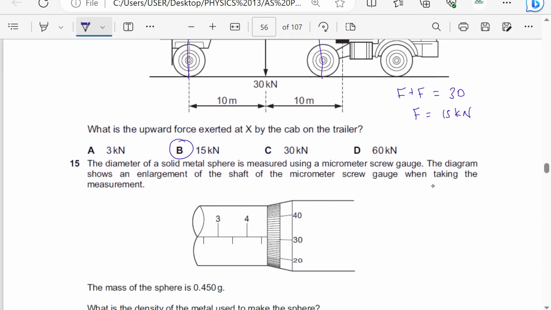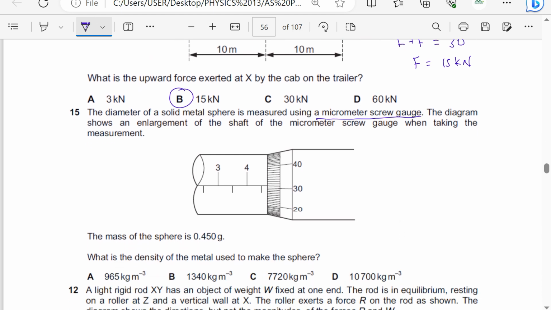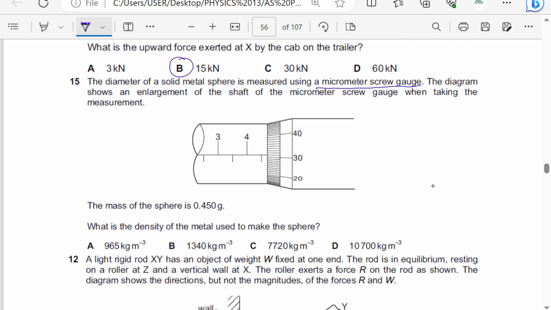The diameter of a solid metal sphere is measured using a micrometer screw gauge. Of course, this measures in millimeters. The diagram shows an enlargement of the shaft of the micrometer screw gauge when taking the measurement. The mass of the sphere is 0.450 grams. What is the density of the metal used to make the sphere? Okay, we want to find density. We are not taking measurements alone, we are finding density.